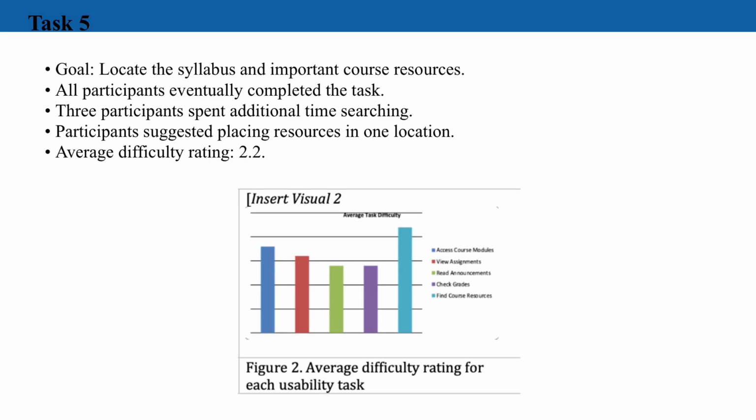The fifth task asked participants to locate important course resources such as the syllabus. This turned out to be the most challenging task in the study. Although every participant eventually completed it, 3 participants spent additional time searching through different pages. Several participants suggested placing important resources together in one clearly labeled location. This task received the highest average difficulty rating at 2.2.